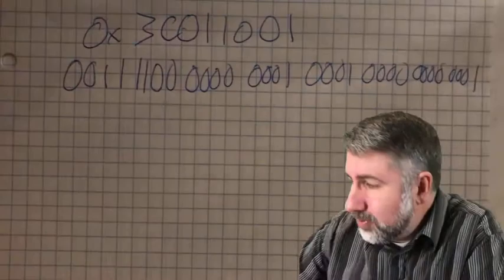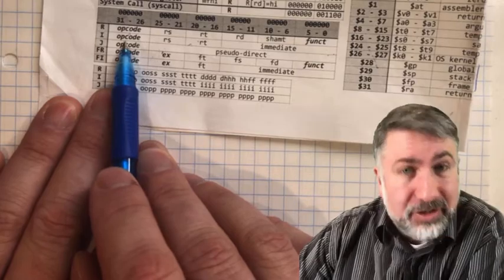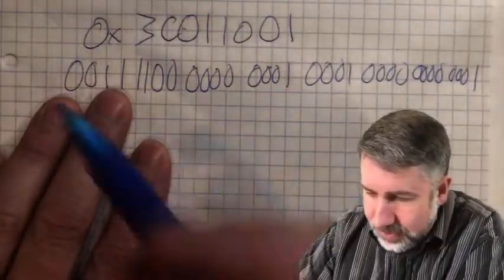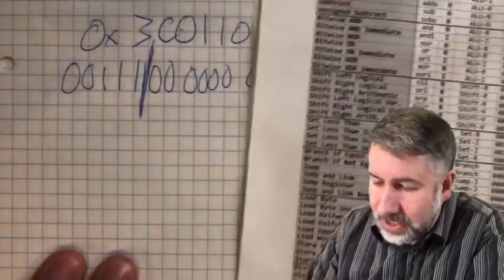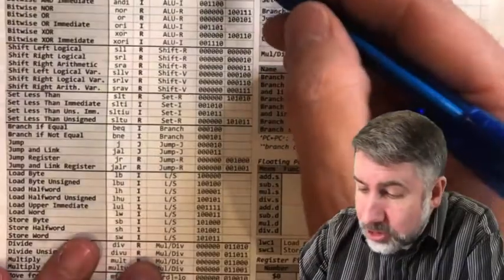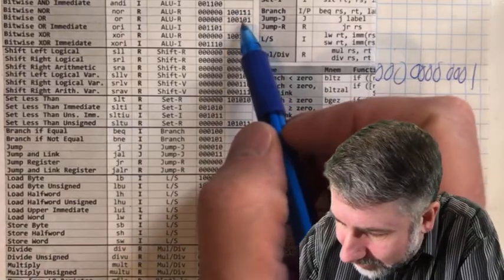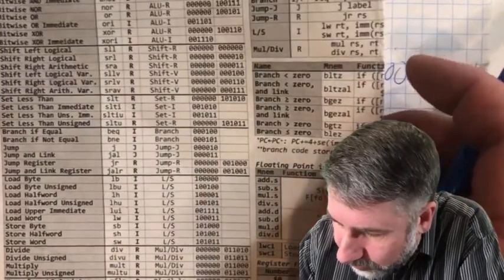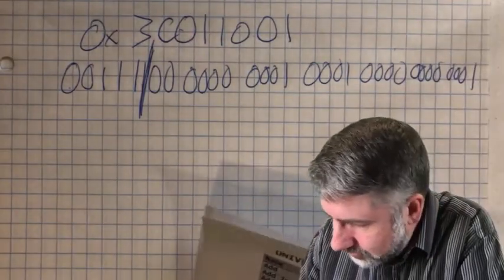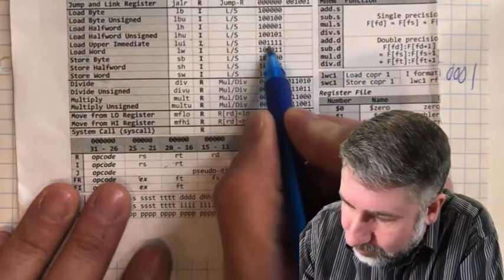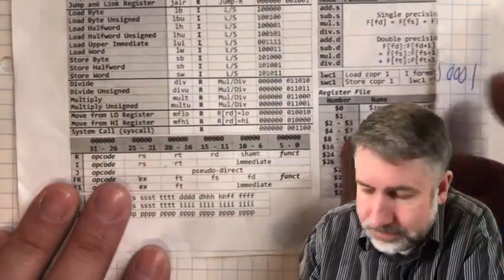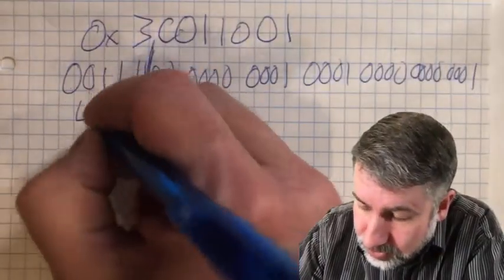The problem with breaking up into fields is we don't know what format it's in, and we can't know until we figure out what the opcode is. So first we take the first 6 bits, 001111, and we look down this opcode list and ask what is 001111? There it is right there. 001111 is load upper immediate. So now we know this is load upper immediate.